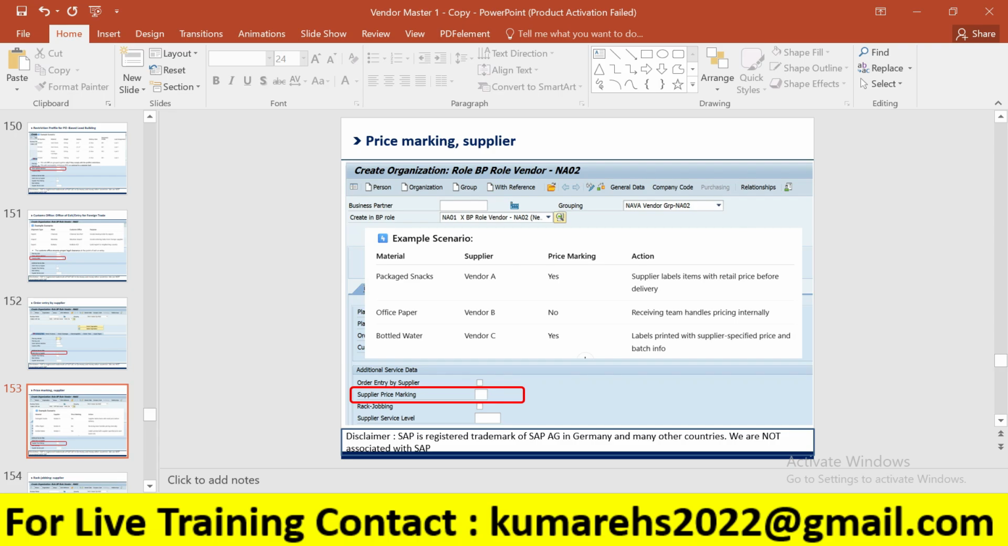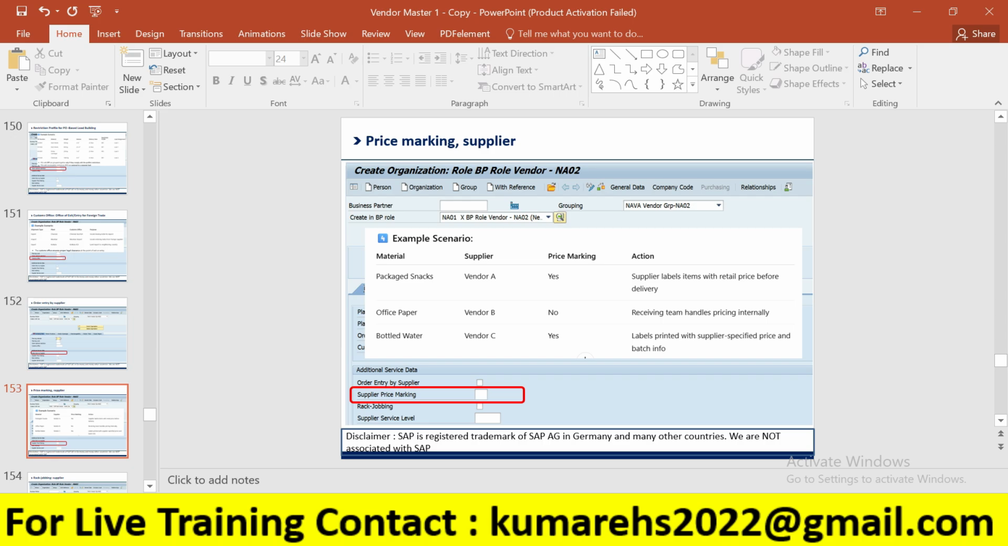So the definition: price marking is a note or instruction related to the price labeling of materials supplied by the vendor. It indicates whether the supplier is responsible for printing, labeling or marking the price on goods before delivery. Relevant for materials sold in retail, regulated industries or where price transparency is required.